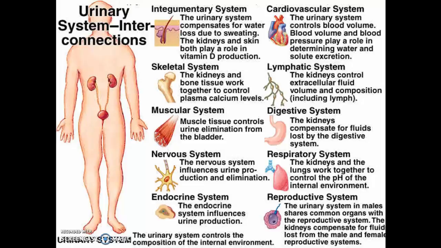Now, the respiratory system: the kidneys and the lungs work together to control the pH of the internal environment. And the reproductive system: in males, the urinary tract and reproductive tract are the same, and the kidneys compensate for fluid loss from the male and female reproductive systems too. So this is how our urinary system interacts with the other systems of the human body.